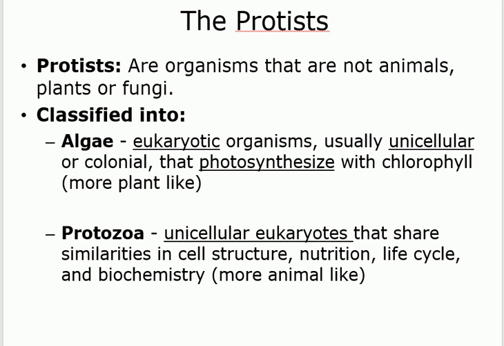Okay, so obviously both algae and protozoa are eukaryotic organisms. Usually they are unicellular, sometimes they form colonies, but they are unicellular. The algae is a protist that's closer to plants. Protozoa is a protist that's closer to animals. Okay?